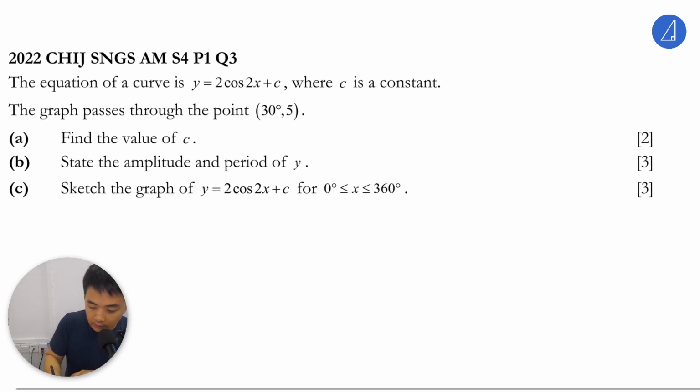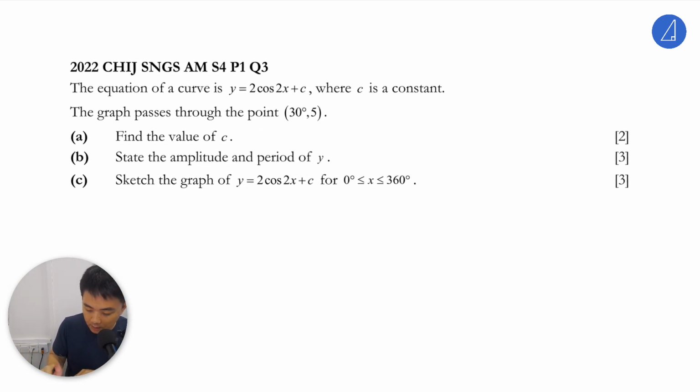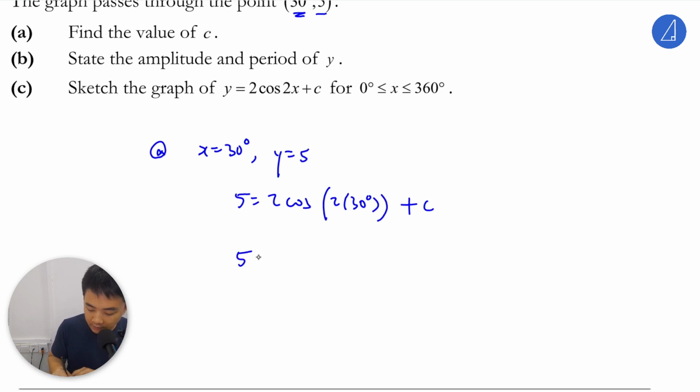Okay, so we are told to find the value of C. We just need to replace the values in. So when X is 30 degrees, Y is 5. Key in 5 is equal to 2 cosine of 2 times 30, which is 60 degrees, plus C. This is 5 equals 2 cosine 60 degrees plus C.